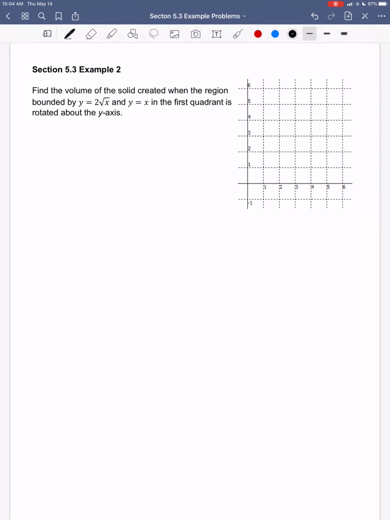In this video, I'm going to look at two example problems for finding volumes of solids of revolution. For both of these problems, examples 2 and 3, we're going to use the same region, bounded by the graphs y equals 2 square root of x and y equals x in the first quadrant. y equals x, of course, is pretty easy.